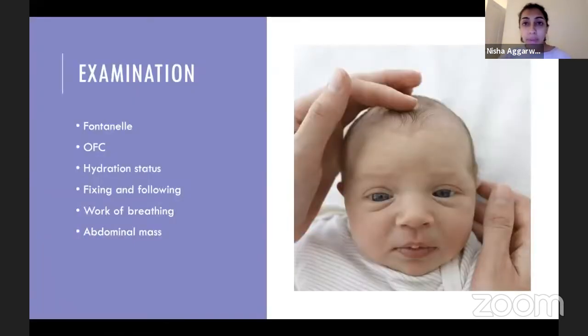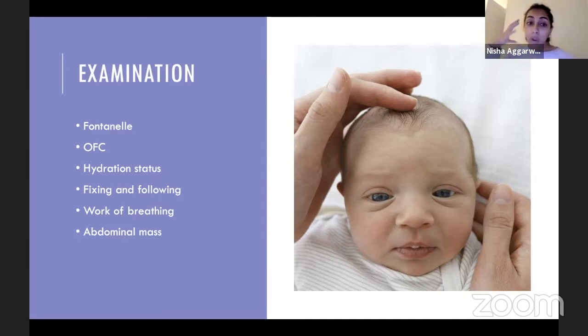The next bit that you do will be examination. I've got this picture of this baby here because it was quite a nice way to show examining the anterior fontanelle. The way that I always examine my babies, and you don't necessarily do this for older children, is to go in head to toe. It's the easiest way to make sure that you've not missed anything, and to systematically go through and look at the baby.